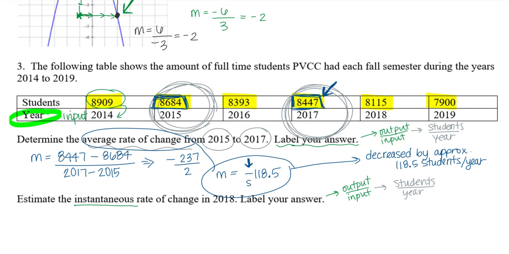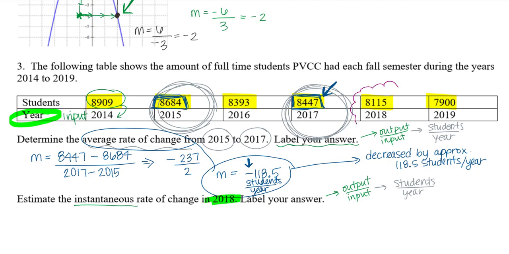So if I'm just answering the question, find the average rate of change, it'd be approximately negative 118.5 students per year. That is not suggesting that you can have half of a student. That is a rate of change. So estimate the instantaneous rate of change, however, in 2018. Well, I can only use the data that's given. And let me repeat that because it's a very key idea. You may only use the data that's given.